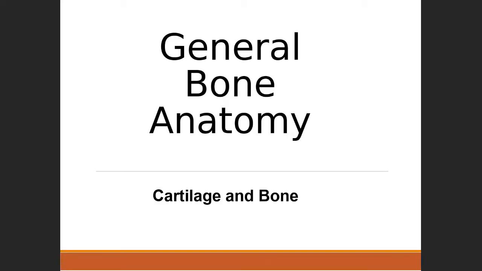And welcome back to our continued discussion on bone tissue and bone anatomy. Today we're going to be looking at more so the gross anatomy of a long bone in particular, classifying based on shape and some of the internal structures.